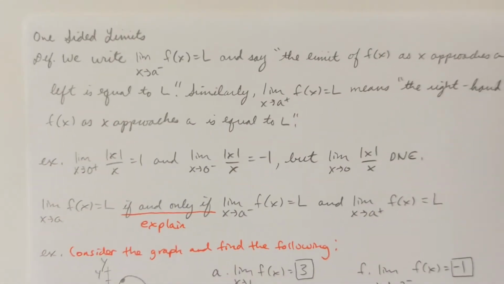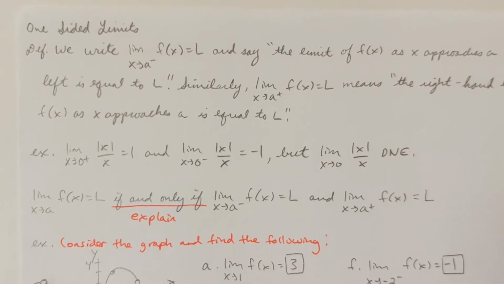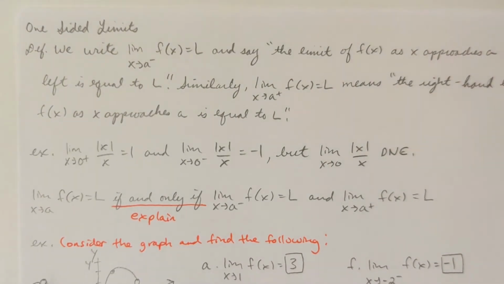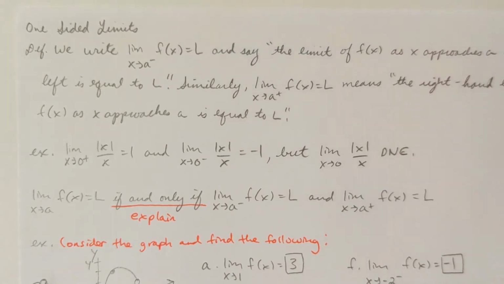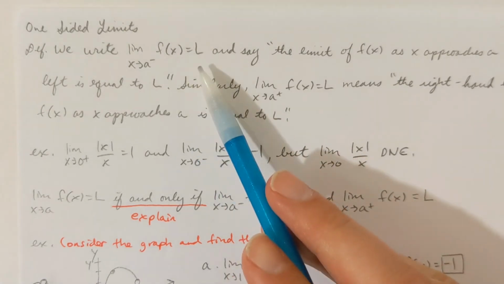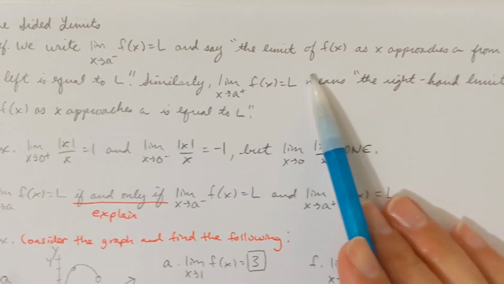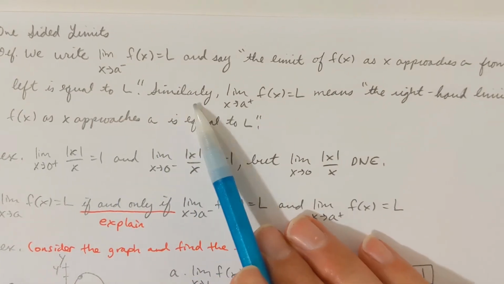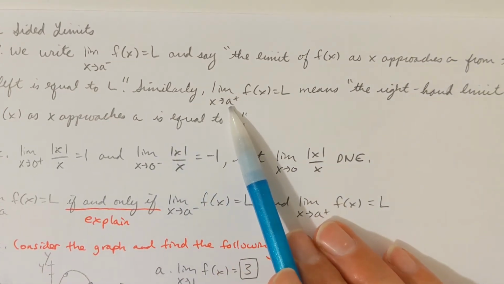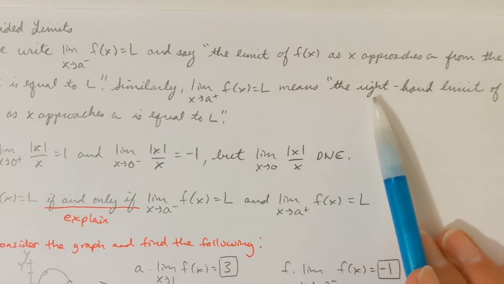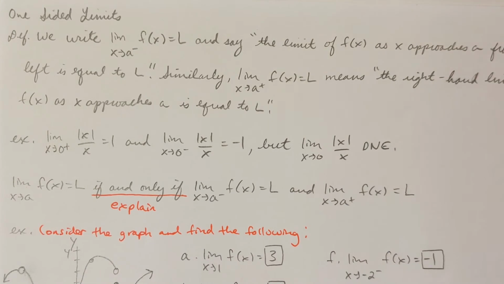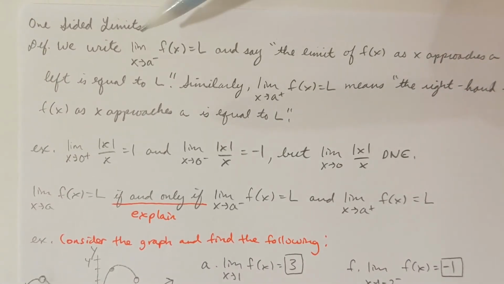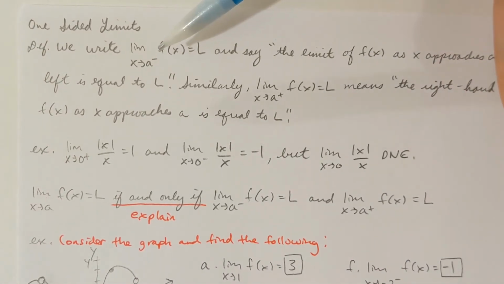I mentioned one-sided limits. Okay, now I'm going to talk about that next. There's a definition. We write the limit as x approaches a from the left, is what that minus sign is, of f of x equal L. And here's what we'd say as we read that equation. Similarly, the limit as x approaches a from the right of f of x equal L means the right-hand limit of f of x as x approaches a equals L. Okay. So the sign there in the upper right corner is just indicating what side of a you're on, if you're on the left side or the right side.